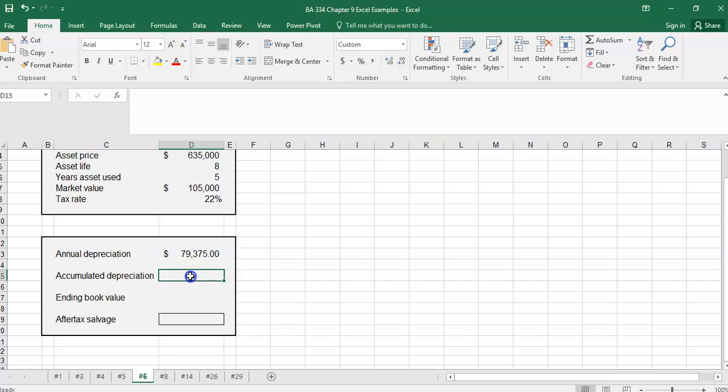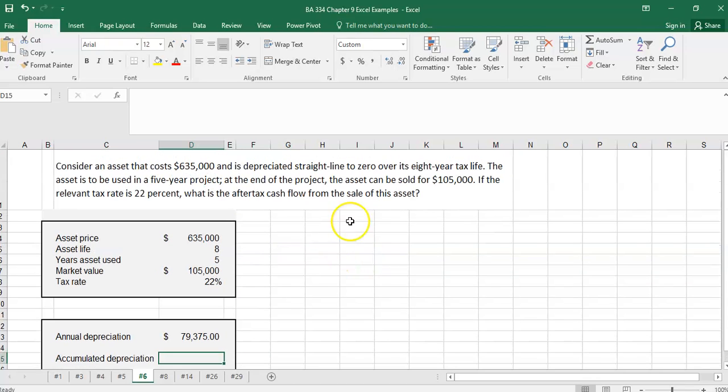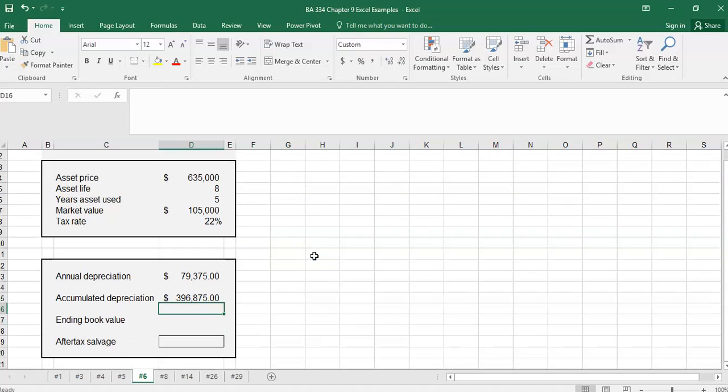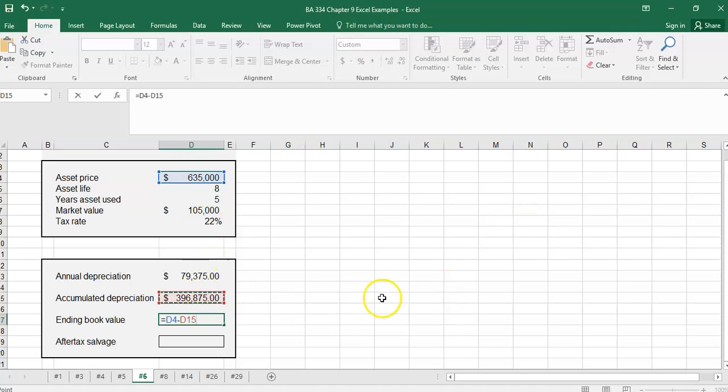Then we want to know the accumulated depreciation that we're going to have at year 5, because we need the book value at year 5. So we need to know how much depreciation accumulates in 5 years. We're going to take our annual depreciation times the years the asset is used. Our book value, remember, is asset price, historical cost, minus accumulated depreciation.